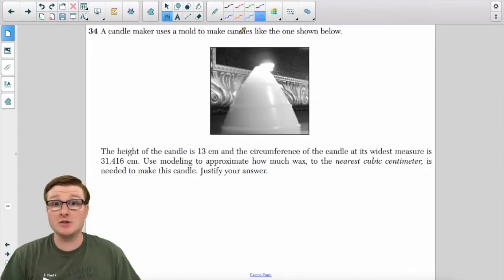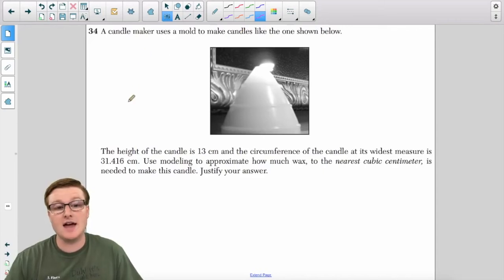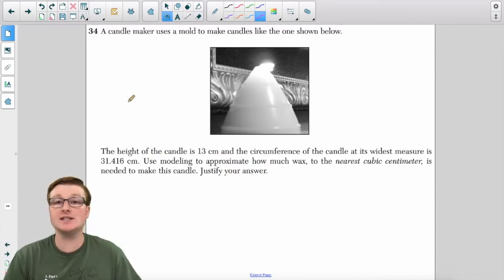All right, so here's question number 34. It says that a candle maker uses a mold to make candles like the one shown below. The height of the candle is 13 centimeters, and the circumference of the candle at its widest measure is 31.416 centimeters. Use modeling to approximate how much wax, to the nearest cubic centimeter, is needed to make this candle, and justify your answer.